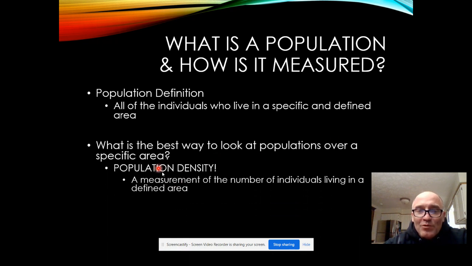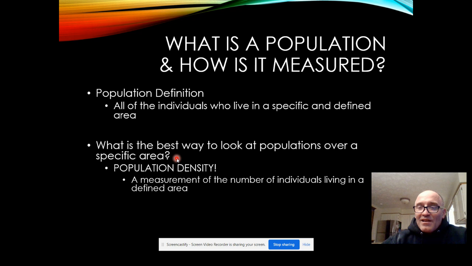Something that's more useful, and you can really relate this to everything going on with the coronavirus, is the idea of population density. It's how many individuals are in a specific area. If you look at somewhere like New York City, where this virus is such a problem, they have the highest population density in the country, the number of people that live in a certain space.